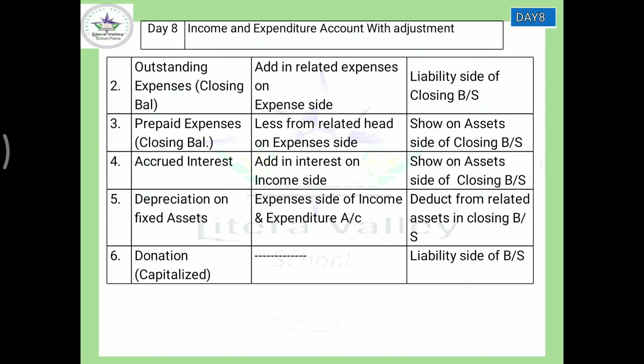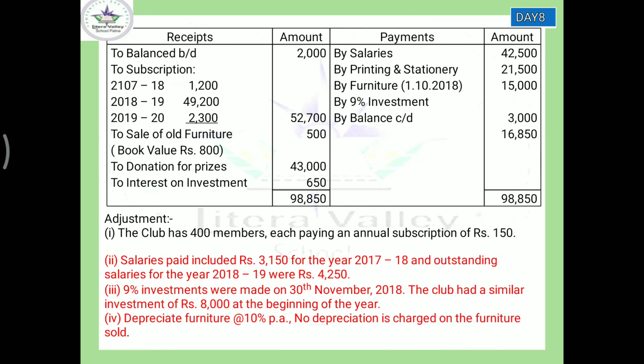Now come to the question. You can see the question. Mainly I'm going to discuss the topic that is highlighted in red. Salaries paid includes 3,150 for the year 17-18, and outstanding salary for the year 2018-19 was 4,250. Before going to this, I would like to say that this is the current year question. This has been asked this year, 2020.